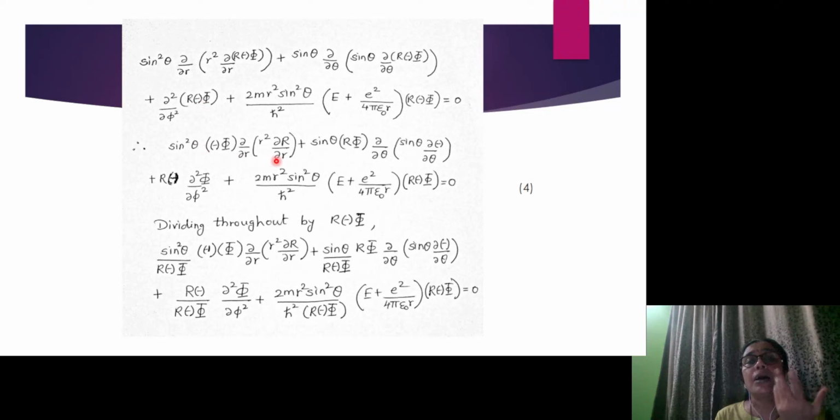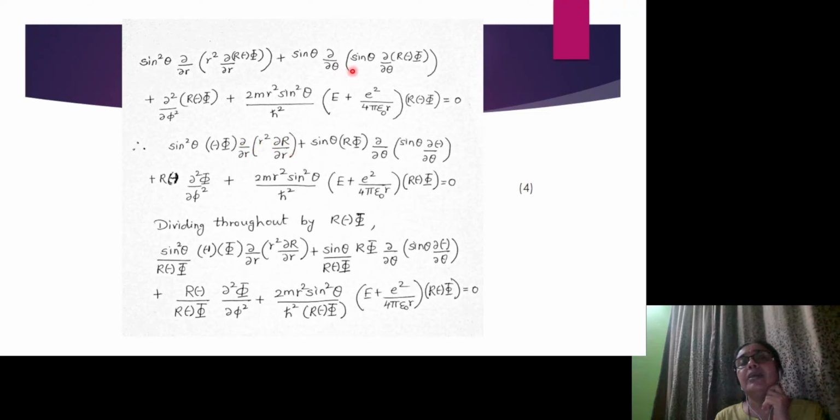Now, as shown in the previous slide, we have to apply the rule of partial derivatives. The partial derivative with respect to r will give me this, with theta and phi treated as constant, so they are outside the derivative sign or outside the derivative operator, and we have here sine square theta, Theta Phi, del by del r, r square del R by del r.